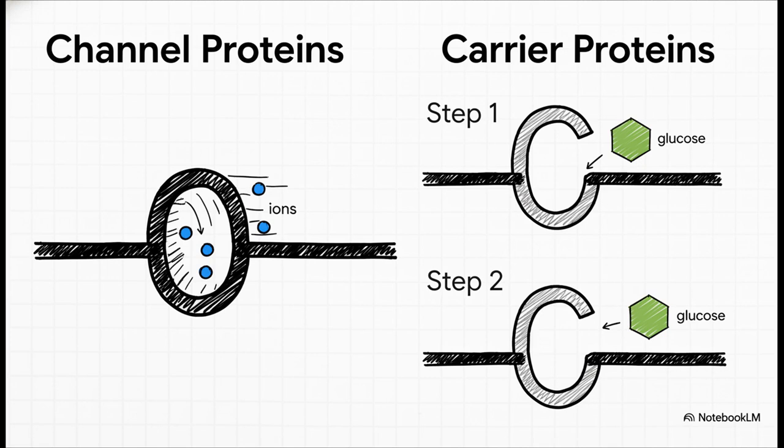As you can see here, channel proteins are basically like pre-made tunnels that are specific for certain things, like ions or water, to just pour right through. Carrier proteins, though, they're more like a personal escort service. They physically grab onto a specific molecule, like glucose, and carry it across to the other side.